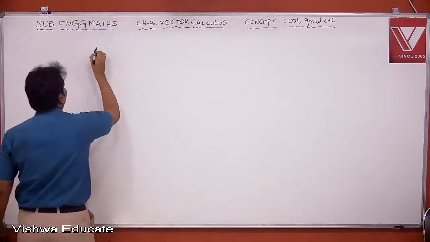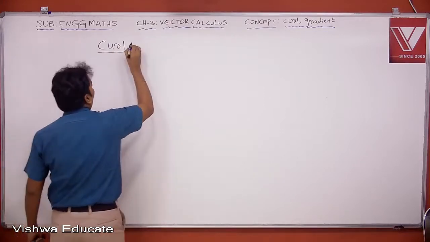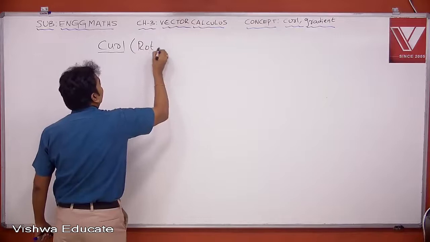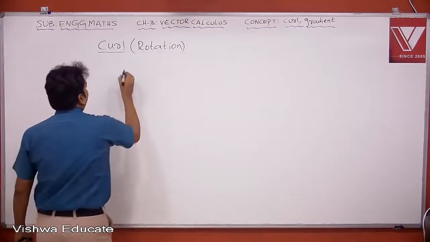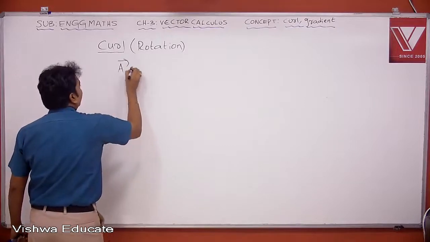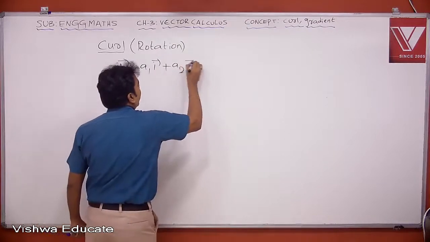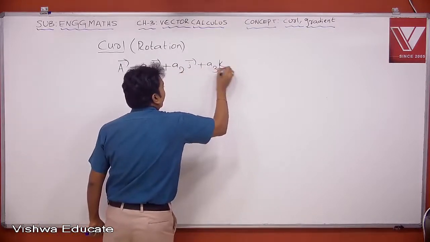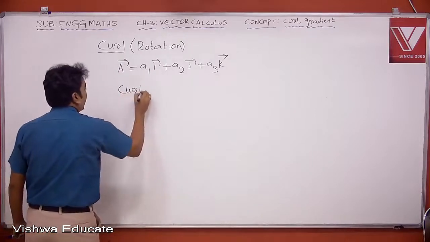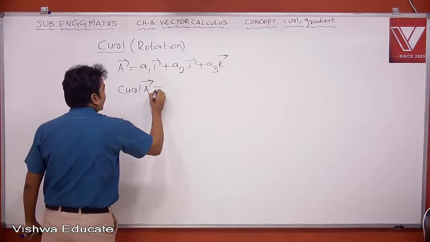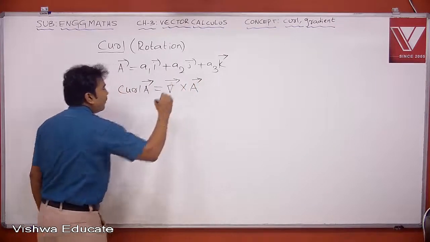So next definition is curl. Generally, the dictionary meaning of curl is rotation. Suppose we have a vector a bar equal to a1 i bar plus a2 j bar plus a3 k bar. Now, the curl of this vector is denoted by curl a bar. This is nothing but del bar cross a bar.